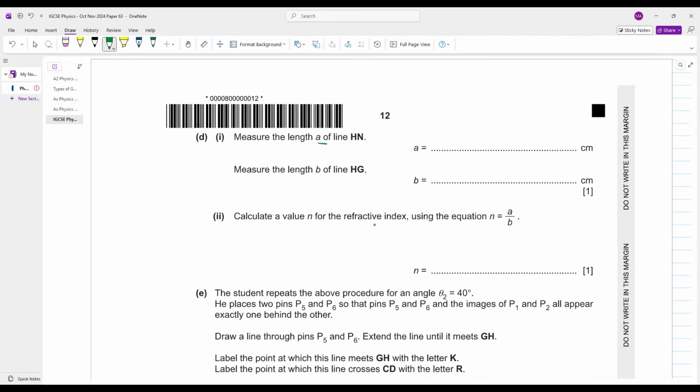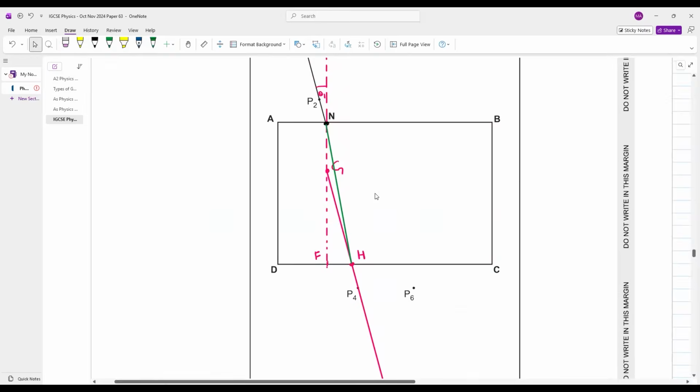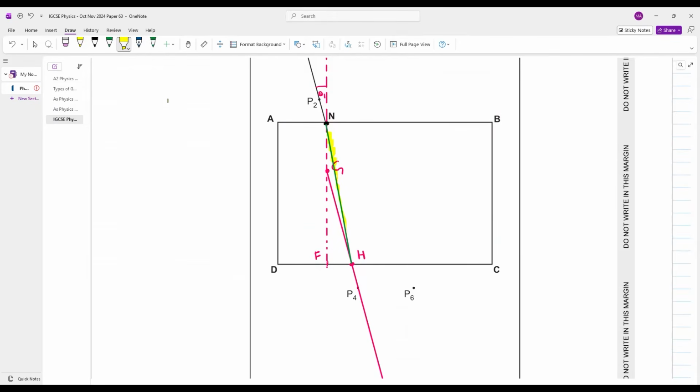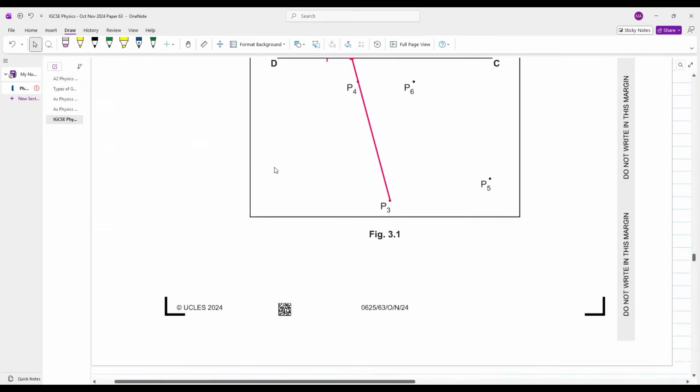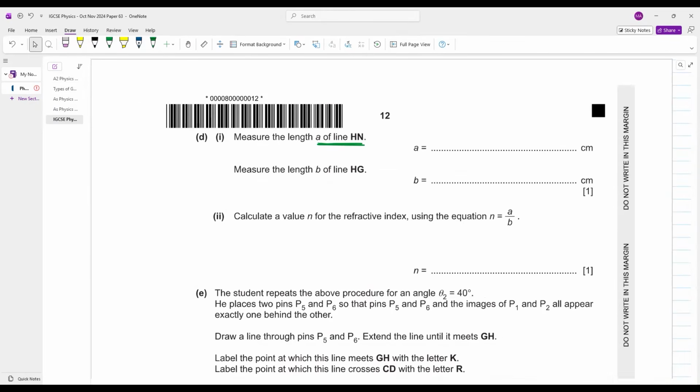Measure the length A of line HN. You have to measure the length of HN. Which length do you have to measure? Yes, you have to measure this length HN. I have already done this using a ruler. Let's write it down. The length of HN, A, comes out to be what?